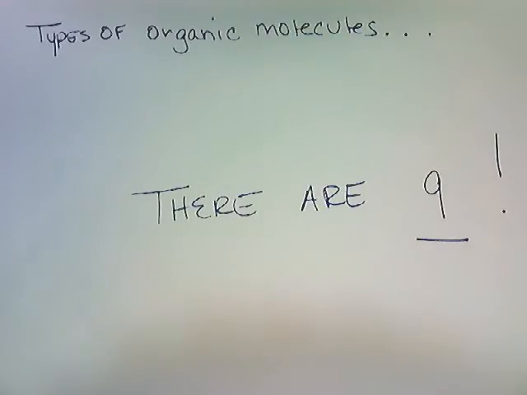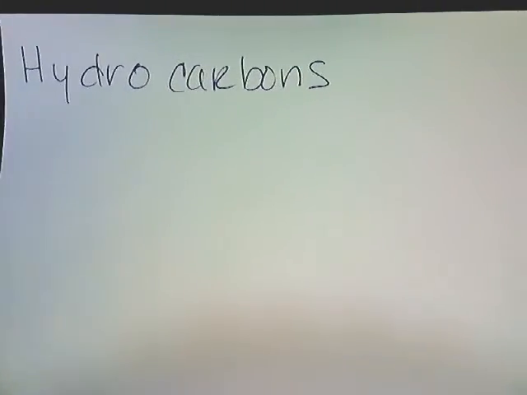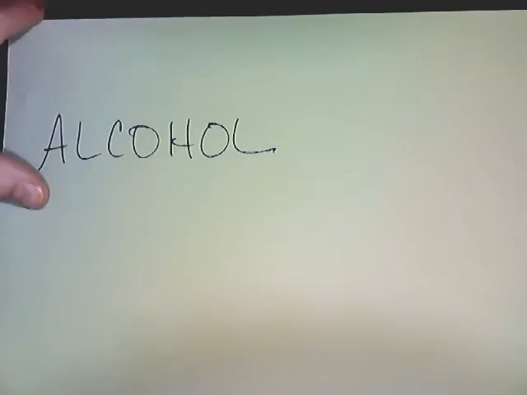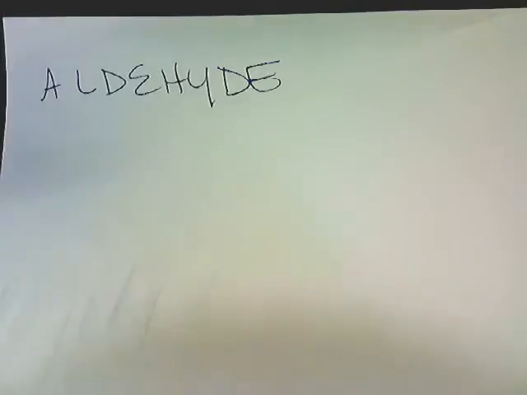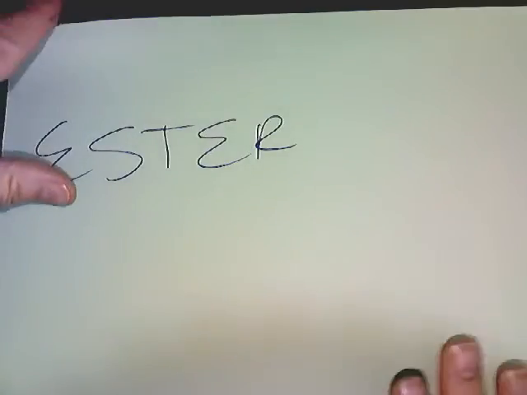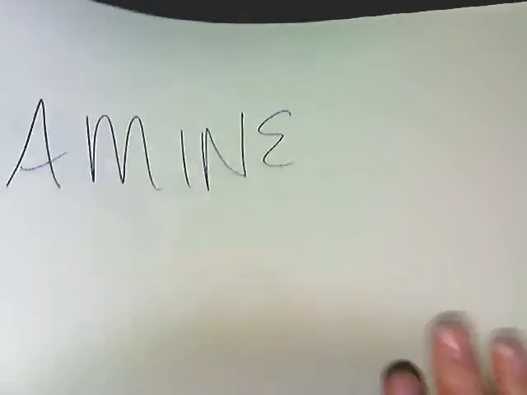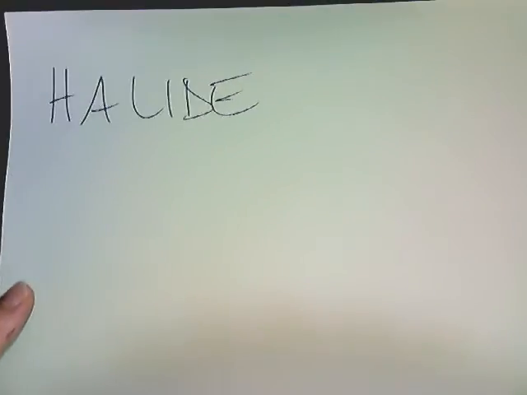This is a lesson in the types of organic molecules. There are 9: hydrocarbons, alcohols, aldehydes, esters, amines, halides, ethers. We're going to begin with hydrocarbons.